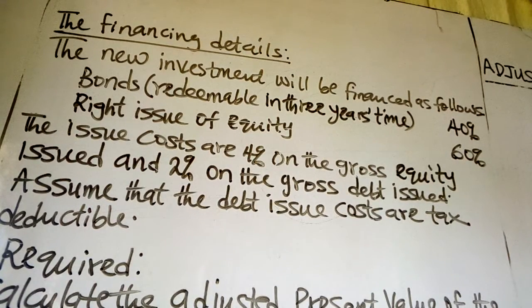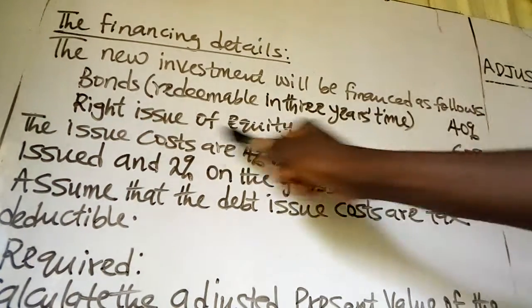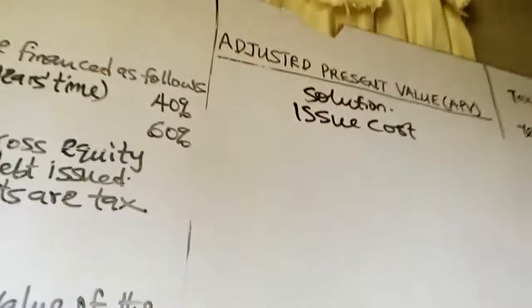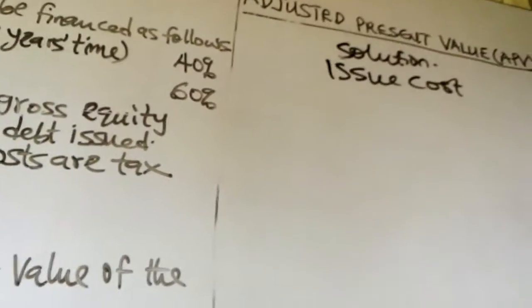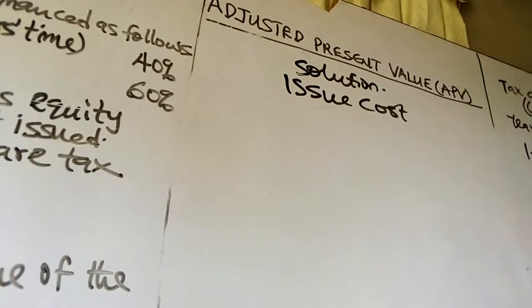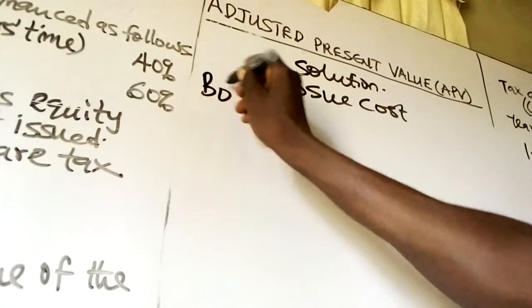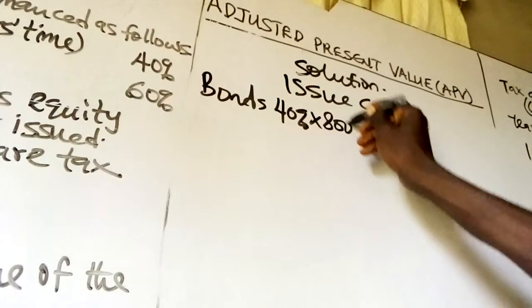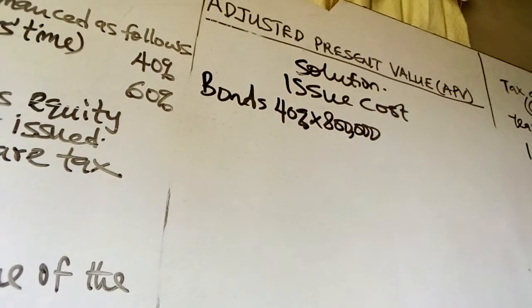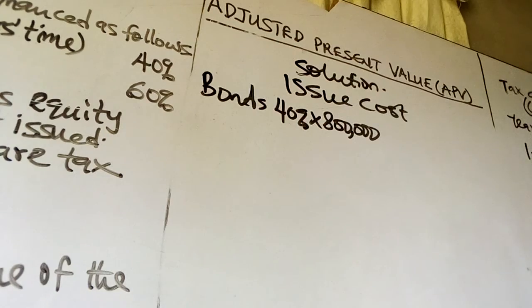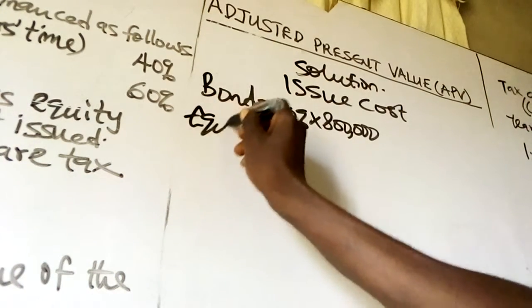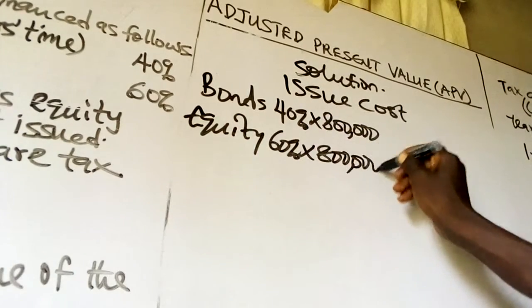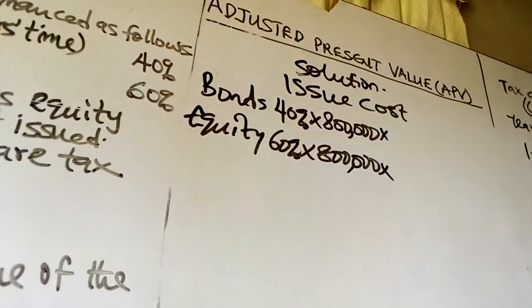So we want to determine, you have been given the proportion that are bonds, 40%, and equity, 60%. And remember, you were given 800,000 net of issue cost. So the issue cost now, let's have that of bonds, which is 40% of 800,000. Remember, you were told that this 800,000 is net of issue cost. Then equity is 60% of 800,000.